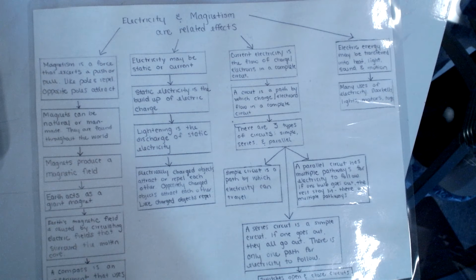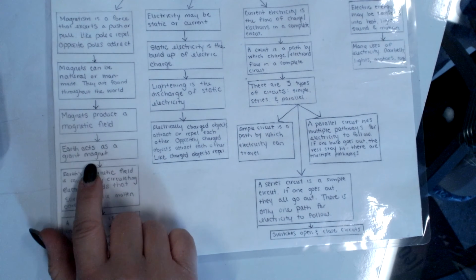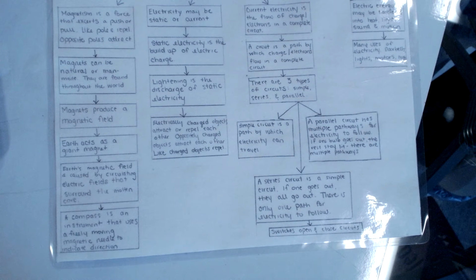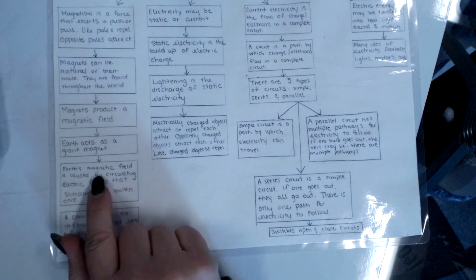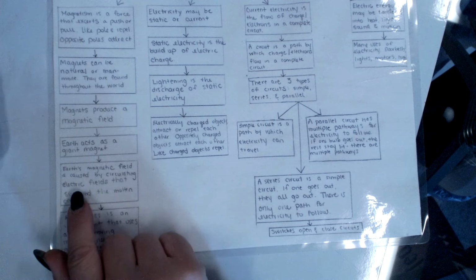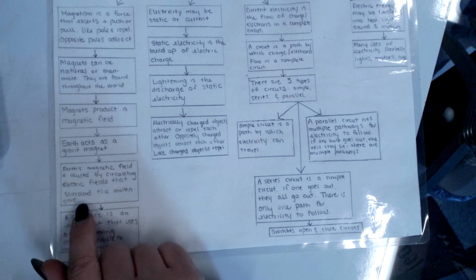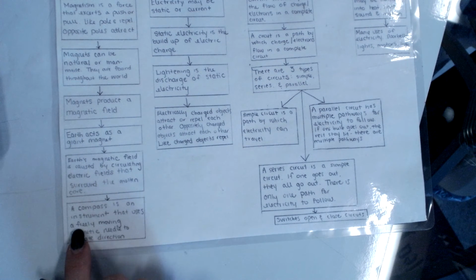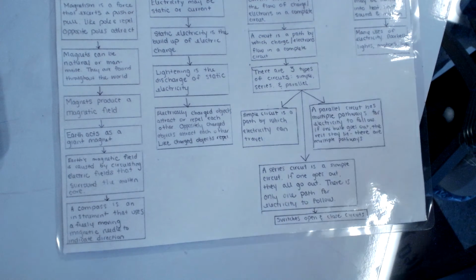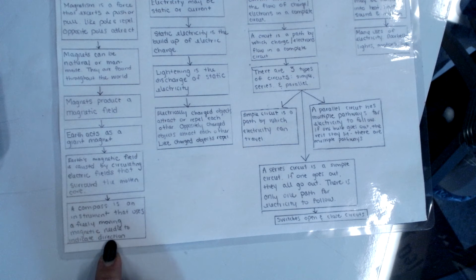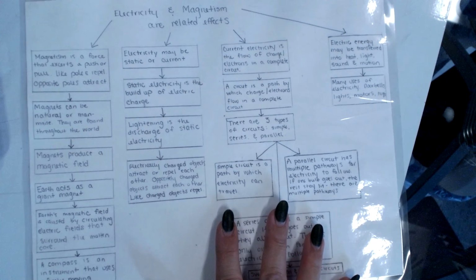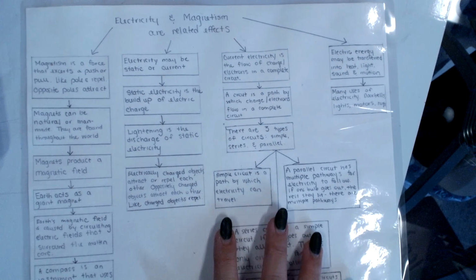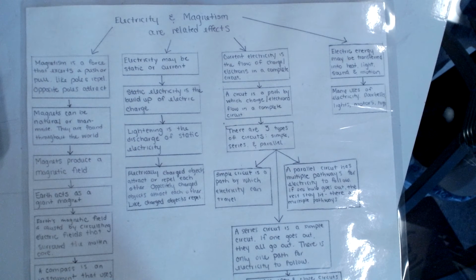Magnets produce a magnetic field. Earth acts as a giant magnet, and that's why we have the north and south poles. So Earth's magnetic field is caused by circulating electric fields that surround the molten core. Then a compass is an instrument that uses a freely moving magnetic needle to indicate direction. And the compasses all have to do with the North Pole. That's where they point.